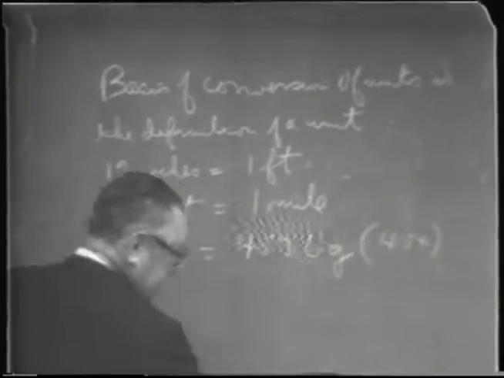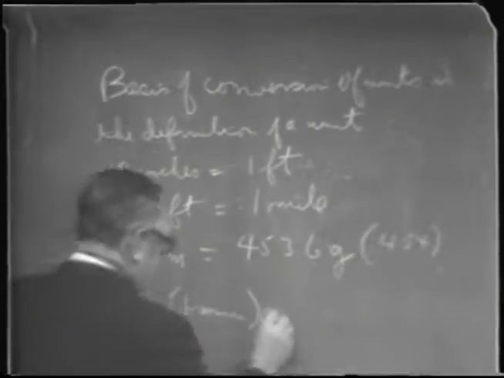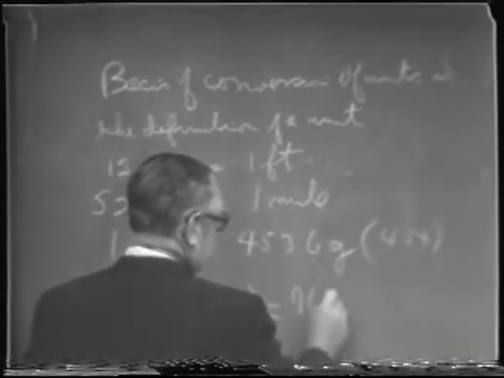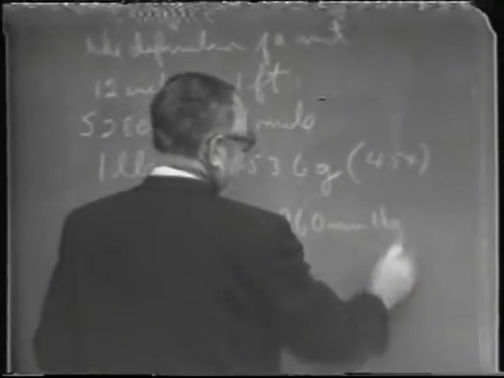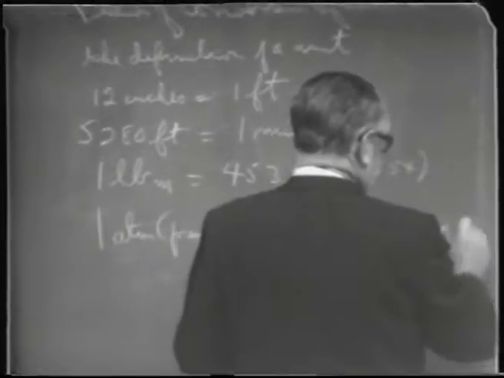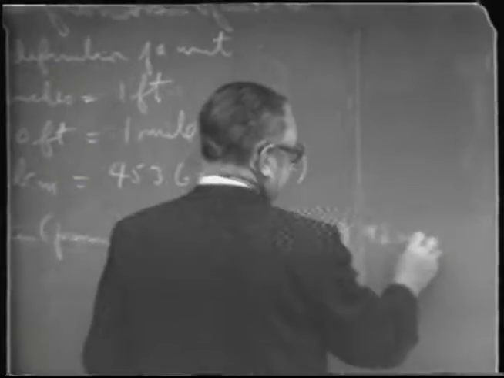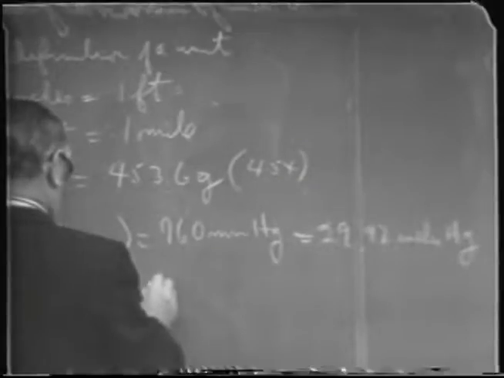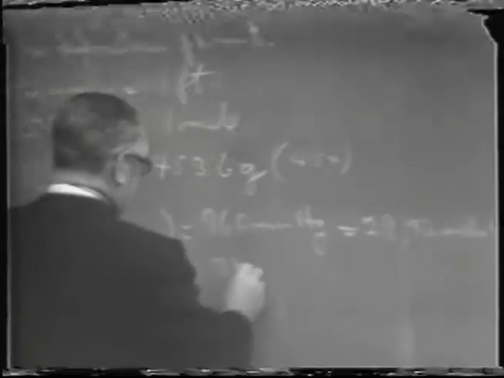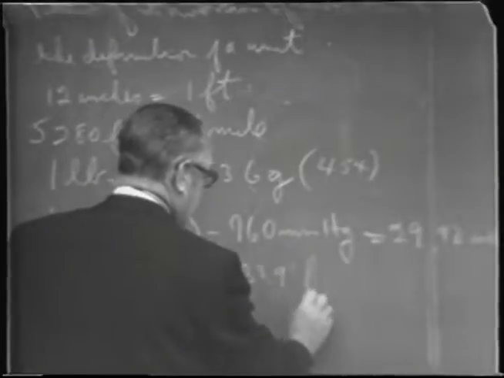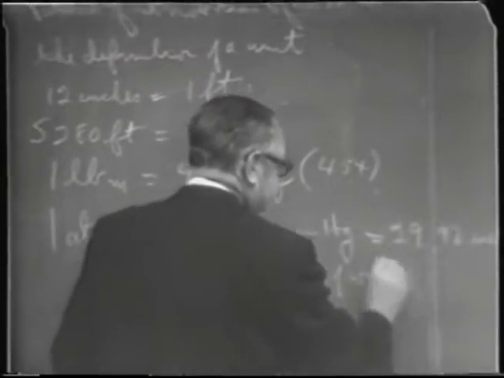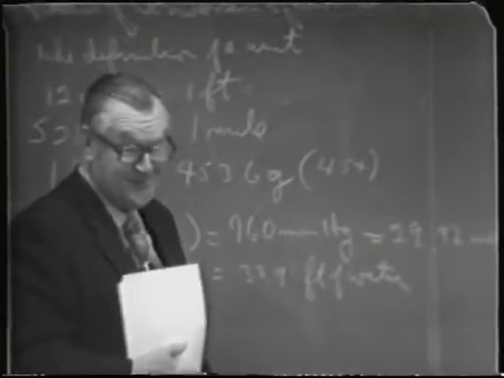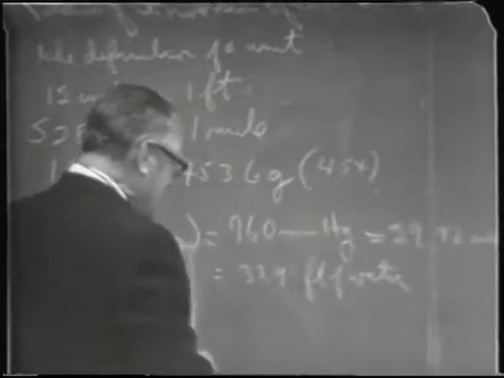I'll put down some others here, just maybe some of which will be useful. 1 atmosphere pressure is equal to 760 millimeters of mercury, is equal to 29.92 inches of mercury. Happens to be equal also to 33.9 feet of water. In other words, you can use height of water as well as height of mercury to measure pressure. 33.9 feet of water.